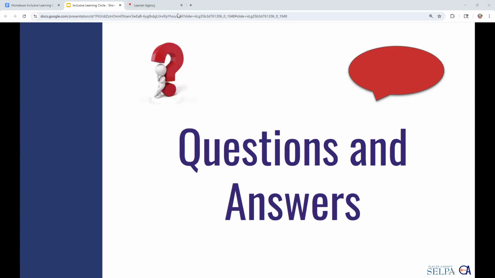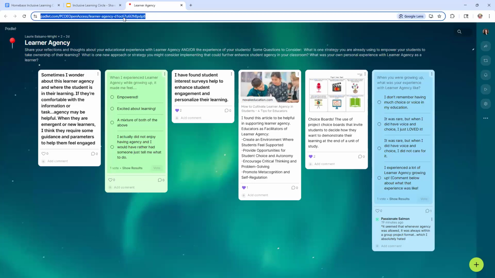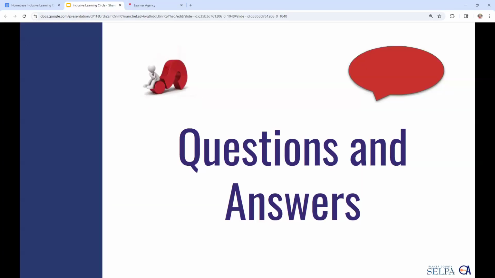Great point, Marcy. I'm going to go back to our Padlet to see if anybody added anything else to this. And it's okay if not. Got a couple likes around here too, which is awesome.